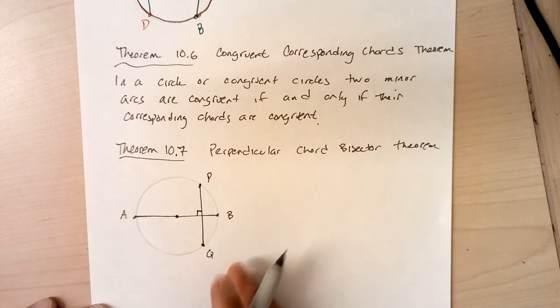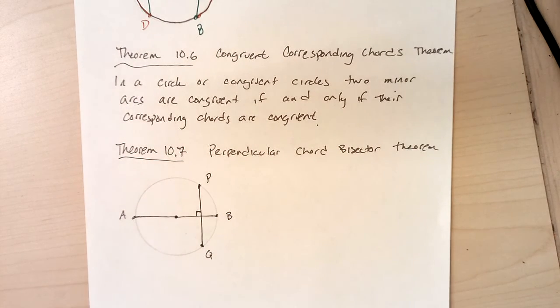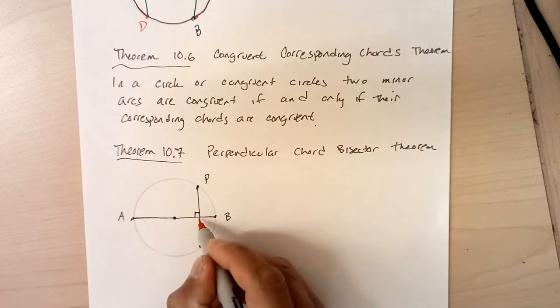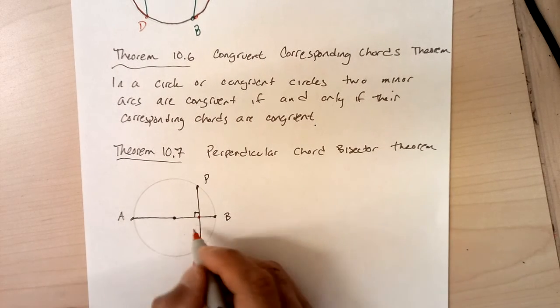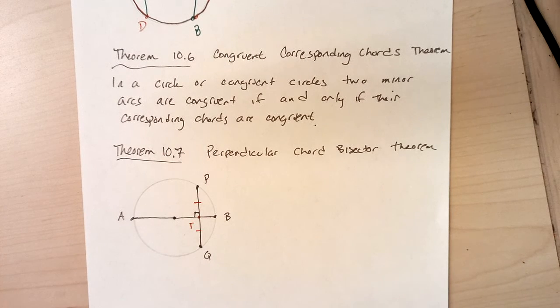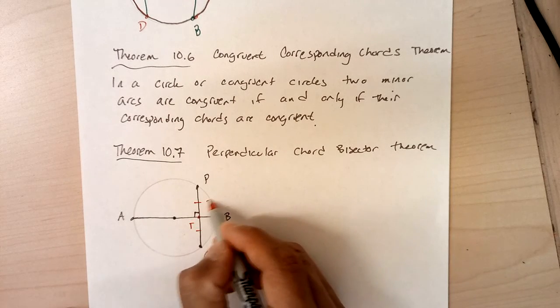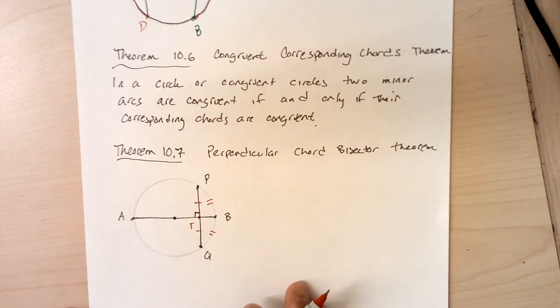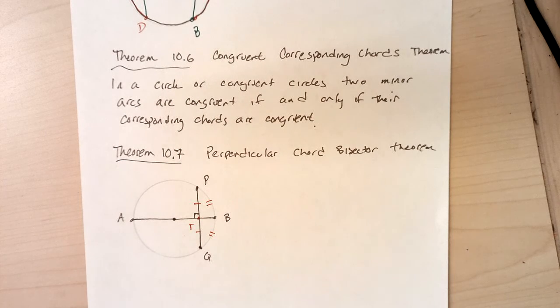If it's perpendicular, then it not only bisects the chord, so whatever the point of intersection is here, I'll call it point T, then PT is congruent to TQ because the diameter bisects the chord. If it's perpendicular to it, it would also bisect the arc of the chord. So arc PB would be congruent to arc BQ.